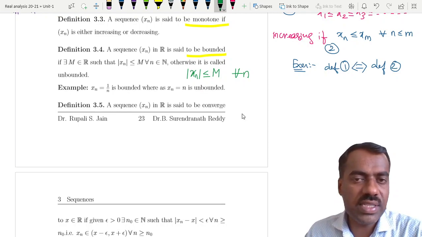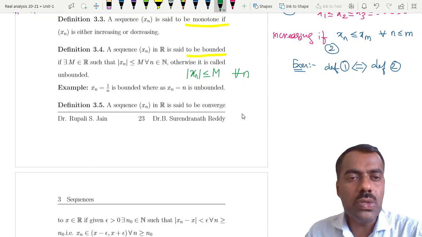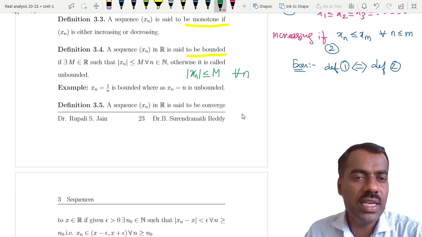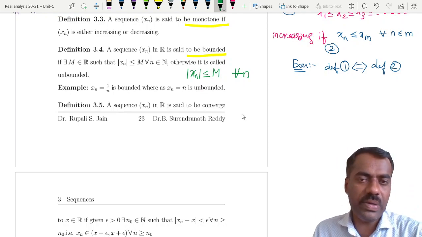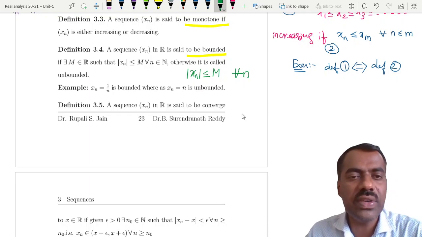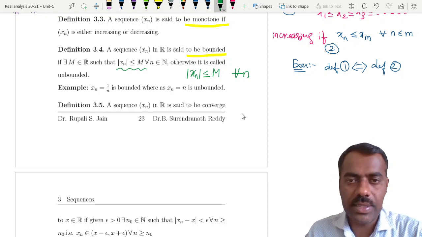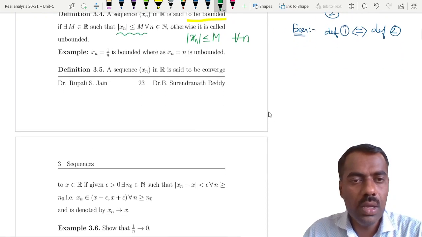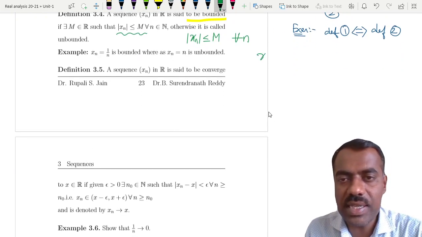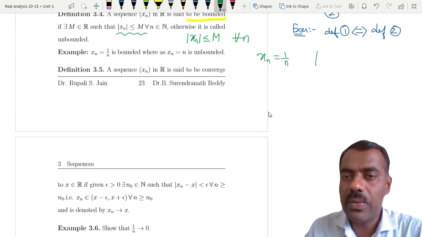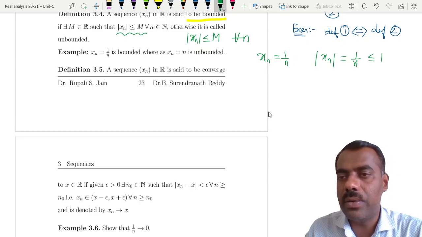We say it is unbounded when there is no M belonging to R satisfying this condition. Then we say that this sequence is an unbounded sequence. If at all we can find a real number satisfying this condition, then we say that it is a bounded sequence. For example, xn equal to 1 by n is bounded because this value is positive, and we know that it is less than or equal to 1.